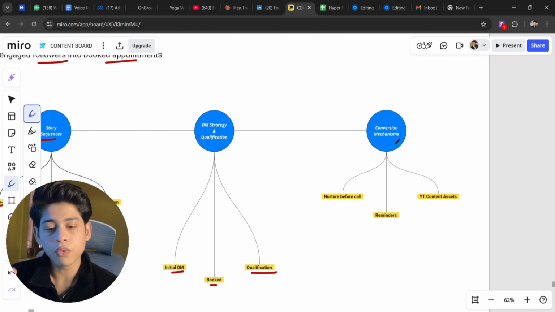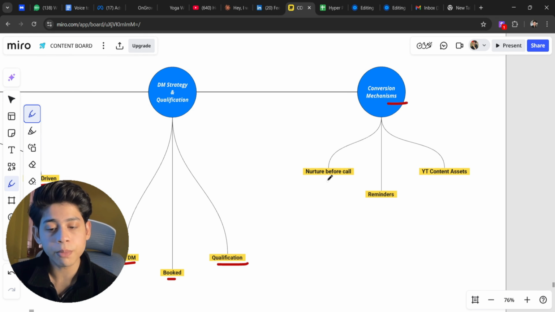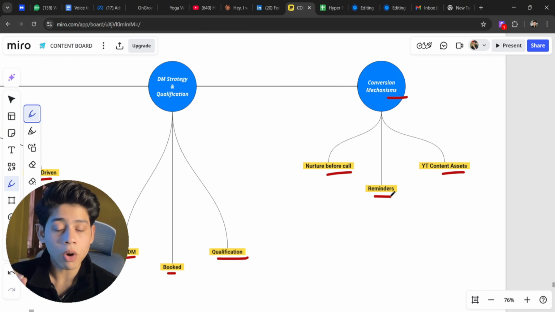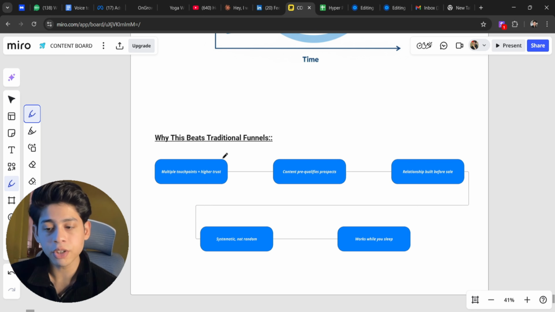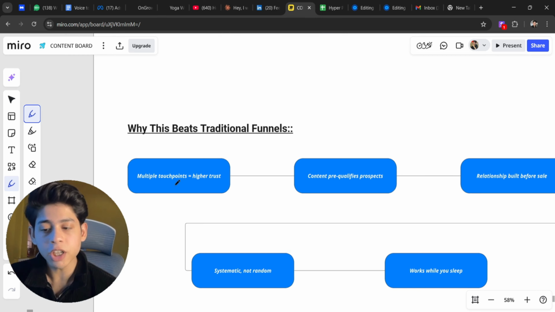Then third is conversion mechanism. And trust me, this is very, very important. We nurture all the prospects before the call. We nurture them through the YouTube content assets that we already created, and we send them reminders. And this is all completely done through automation, right? And why this actually beats the traditional funnel is because we have multiple touch points.